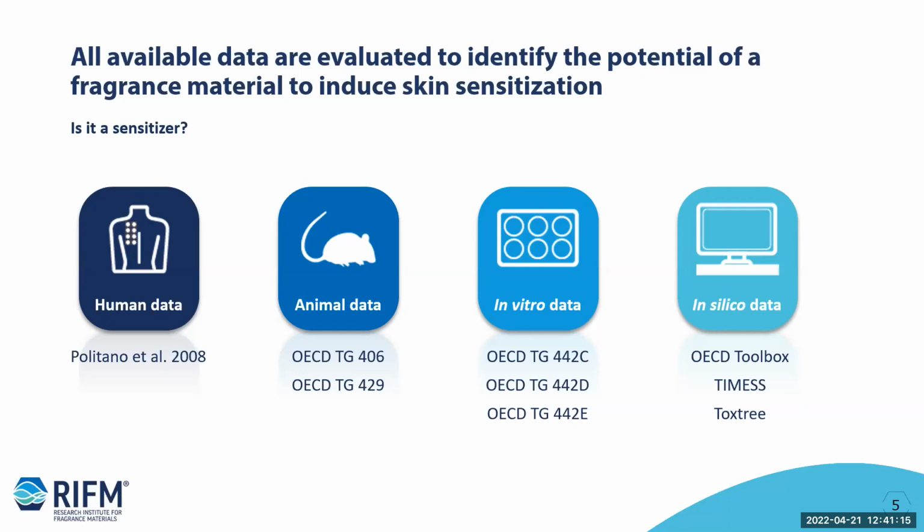Based on all this data, our ultimate question is: is this chemical a sensitizer? We look at data from the target chemical as well as its structurally related chemicals, the read-across chemicals, to make this conclusion. If there's sufficient data to support that it's a non-sensitizer, we can conclude our safety assessment and say that it's safe under use.